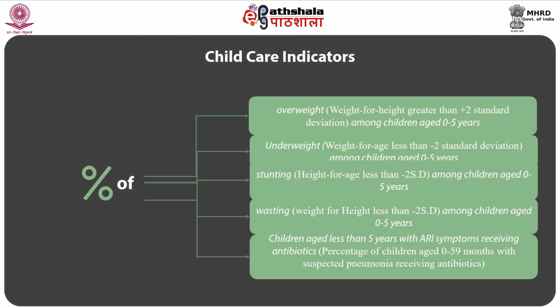Child care indicators. Percentage of overweight: weight for height greater than +2 standard deviation among children aged 0 to 5 years. Percentage of underweight: weight for age less than -2 standard deviation among children aged 0 to 5 years. Percentage of stunting: height for age less than -2 SD among children aged 0 to 5 years. Percentage of wasting: weight for height less than -2 standard deviation among children aged 0 to 5 years.